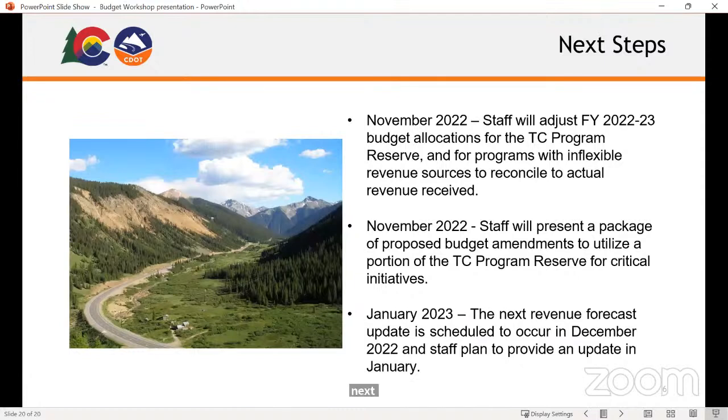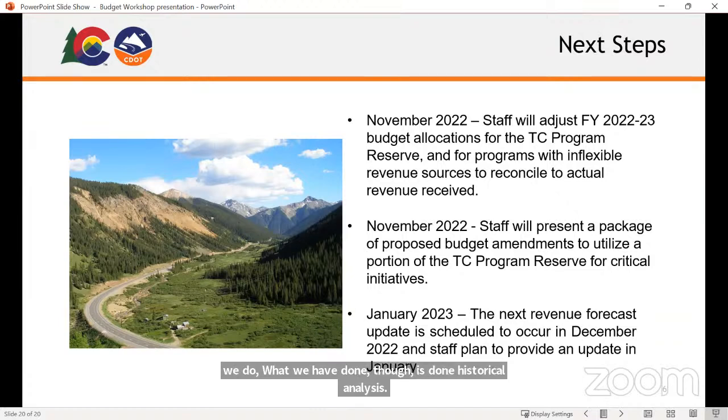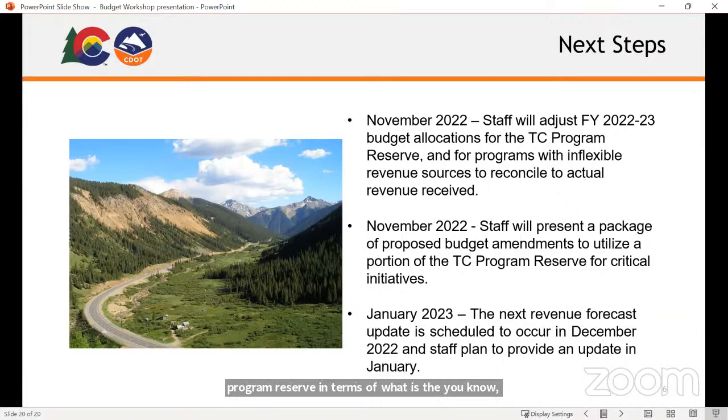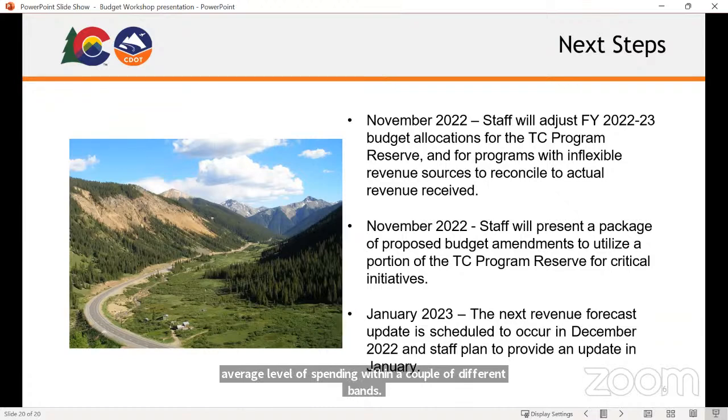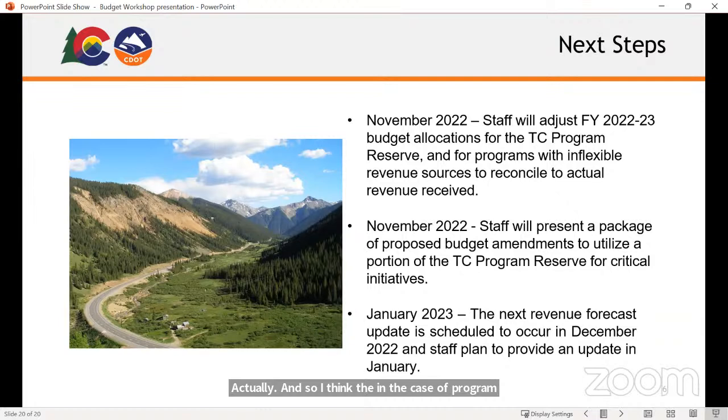Next steps. Okay, November. So do we have a target level for our fund balance? In this case, we do not have a formally established target that is in policy. What we have done, though, is historical analysis, and we've done this in the case of contingency and program reserve, in terms of what is the average level of spending within a couple different bands. And so in the case of program reserve, we generally try to preserve somewhere around $40 million as a minimum balance for the cycle, which is a little bit off from the fiscal year. Generally, it's the year cycle following revenue reconciliation. We like to preserve somewhere around $40 million because, based on historic spending, that is an adequate balance to address generally the requests that come forward to the commission. So long story short, our not formal target is somewhere around $40 million as a minimum balance to leave this process.